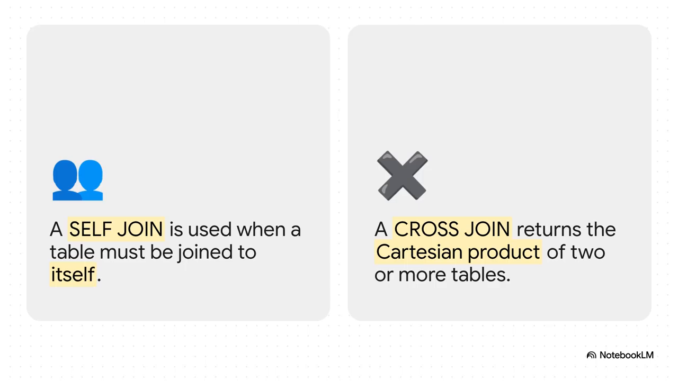Then you've got the cross-join. Think of this one as the brute force option. It takes every single row from table 1 and pairs it up with every single row from table 2. It can create absolutely massive results, so you have to be careful with it.